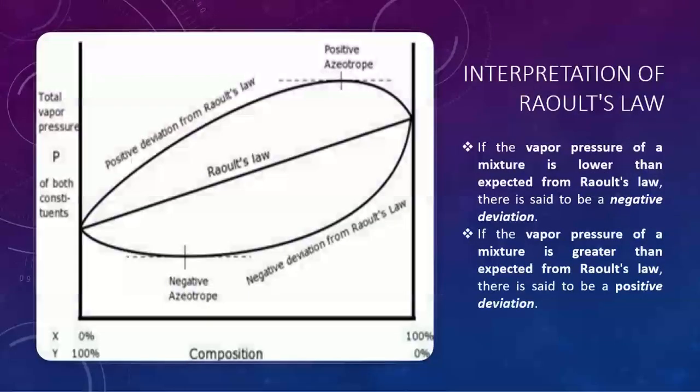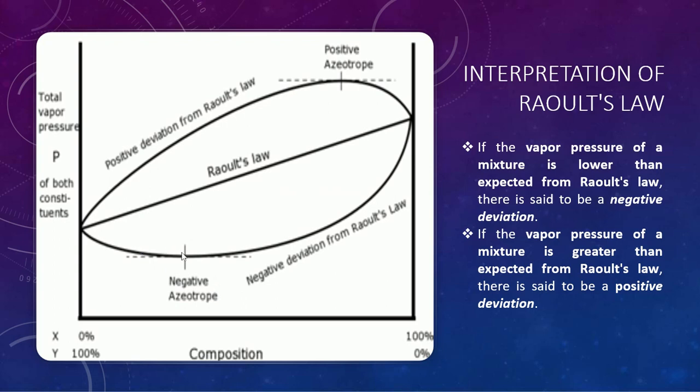Now we will go through the interpretation of Raoult's law, and this will clear our understanding of positive and negative deviations. As you can see from the graph, the straight line that you see over here is the Raoult's law line, and on the y-axis we have the total vapor pressure P of both constituents, and on the x-axis we have the compositions.